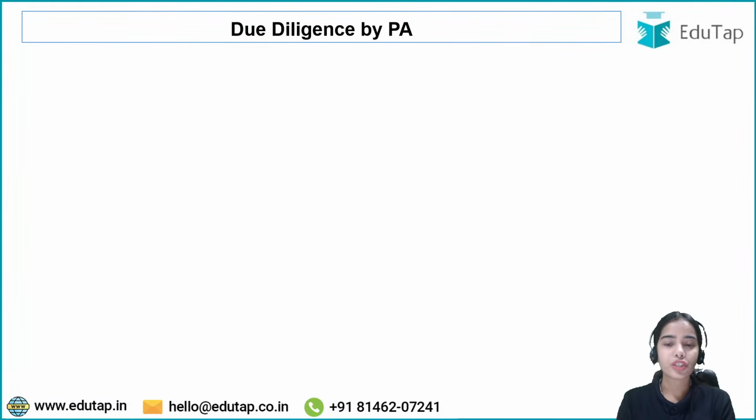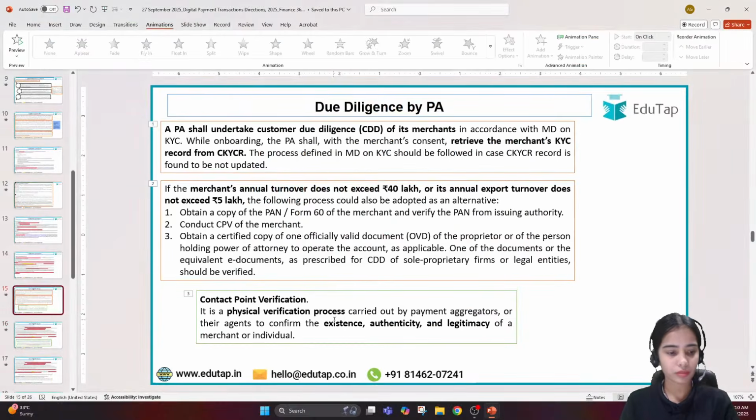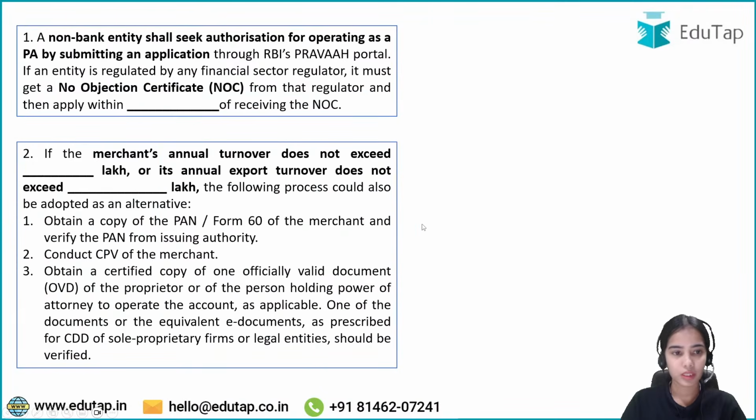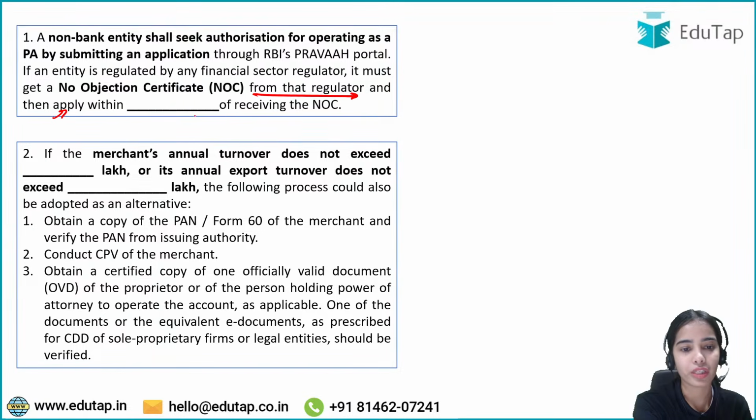Now the next part of the master direction, due diligence by payment aggregator, we will discuss in the next session. Let me give you certain questions. A non-bank entity shall seek authorization for operating as a payment aggregator by submitting an application. Now the no objection certificate has to be taken from the regulator, and then apply within how many days of receiving the NOC.